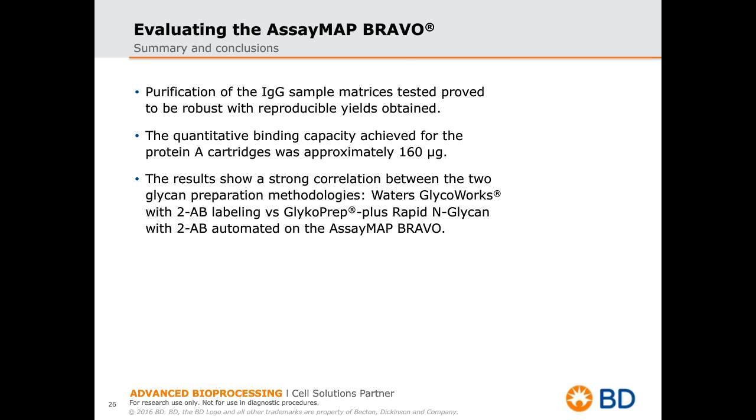So just to summarize this particular evaluation, purification of the different IgG matrices was found to be robust with reproducible yields obtained for each condition. The quantitative binding capacity for the protein A cartridges was found to be in the region of 160 micrograms. The automated N-glycan purification approach showed similar results to that of the manual approach.